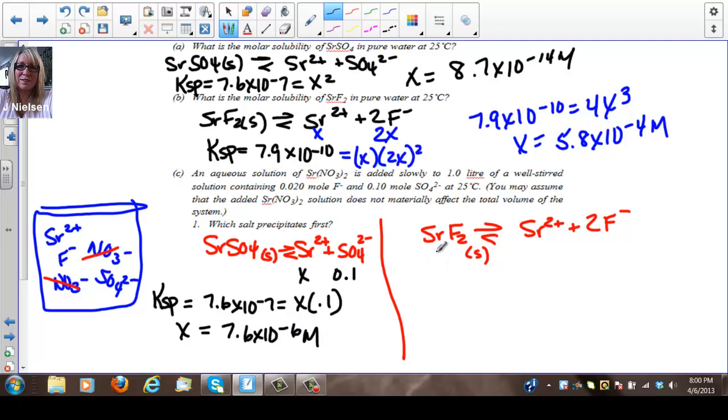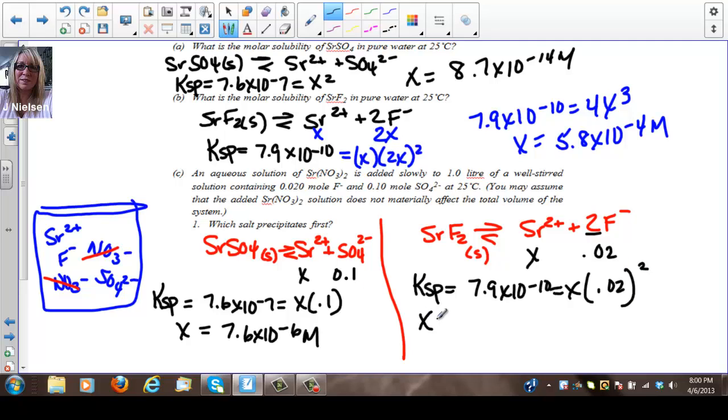Over here, I've got x, and I know my F- is 0.02, so my Ksp is going to be equal to, for SrF2, 7.9 times 10 to the minus 10, which is equal to x times 0.02, and that's going to be squared. And when I solve for x, I get 1.98 times 10 to the negative 6.